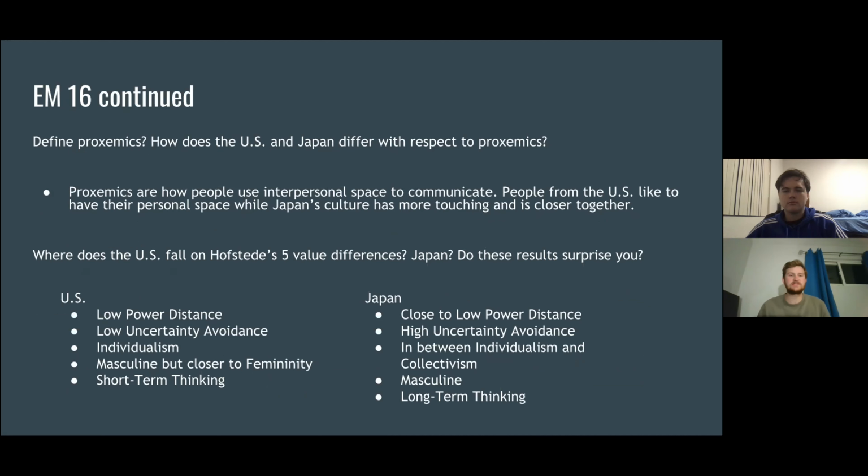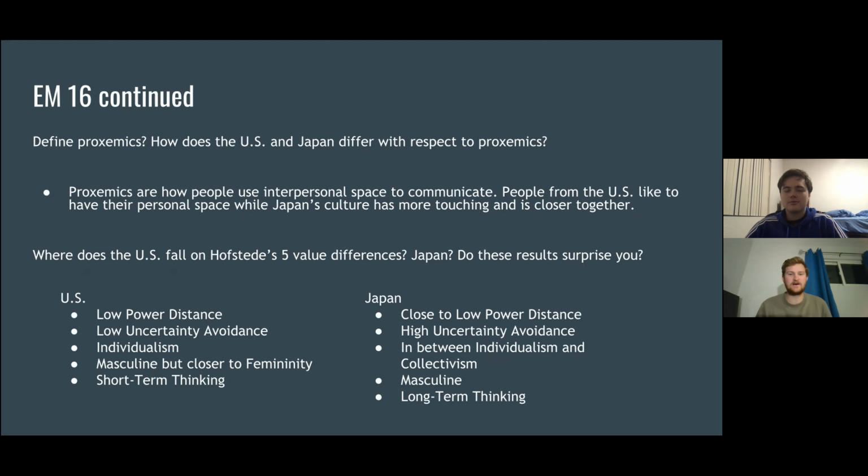So, how does the US fall under the five value differences? The US has a low power distance and a low uncertainty avoidance, meaning they are fine with taking risks. And if that doesn't pan out, then they'll just move on to the next thing. They are more towards individualism, and they're masculine but closer to being feminine nowadays. And they're more short term thinking.